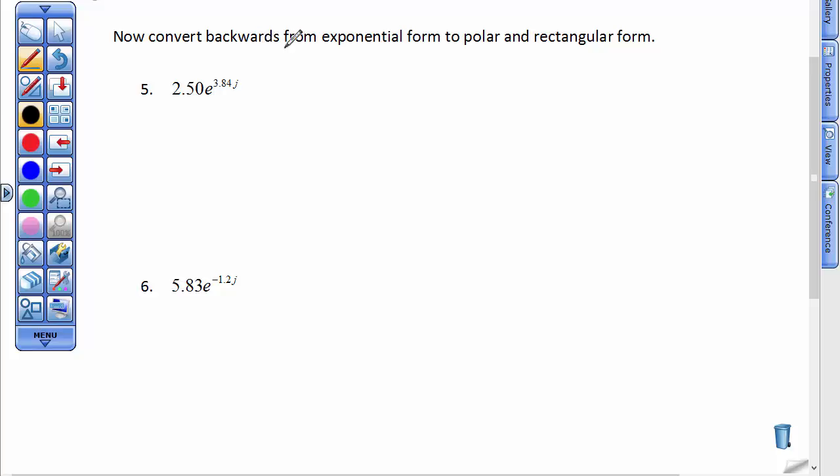Let's now convert backwards from exponential form to polar and then rectangular form as well. So the angle of 3.84. Theta is equal to 3.84 radians. To get that into degrees, you have to multiply by 180 degrees over pi radians. And when you do that, you find out that this is a 220 degree angle.